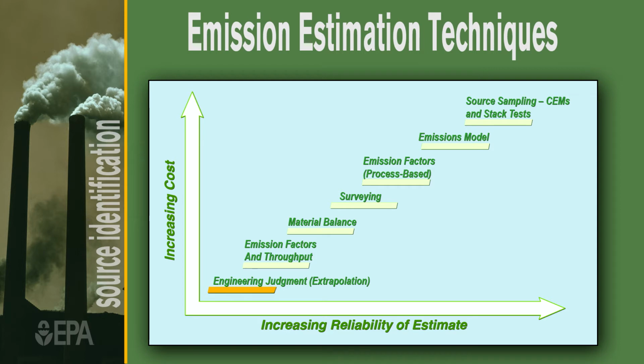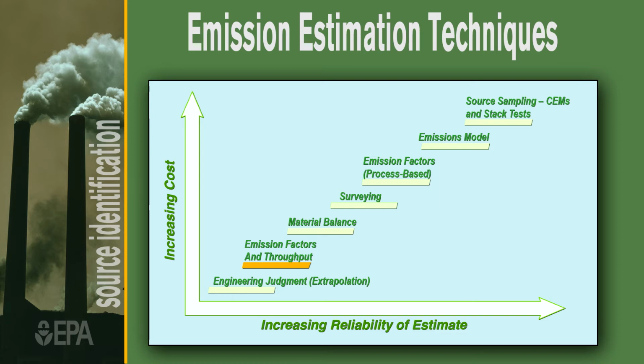So engineering judgment or extrapolation, that's your cheapest method, but it also has the least reliability. Usually for the extrapolation, it might be better if you had the facility estimate from a prior year that you could extrapolate, maybe based on the amount of materials that you're using, or your sales have increased or decreased. If you are extrapolating to another, similar facility, that wouldn't be as good. It wouldn't have the individual controls. The next method from the bottom is the emission factors and throughputs, and this should say census emission factors and throughputs. So this is where you're basing your emissions on population.